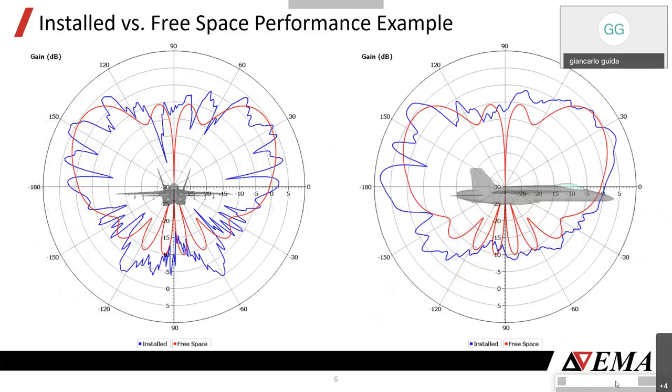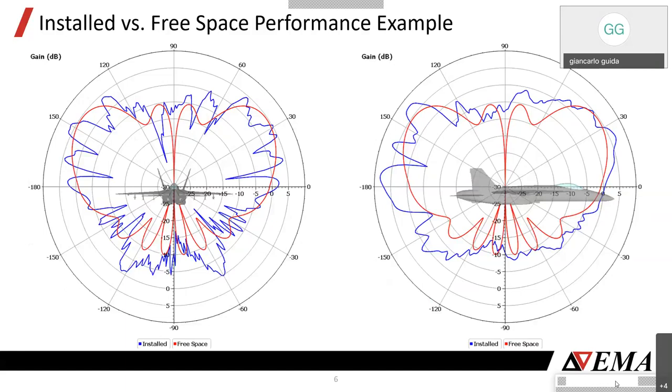And that is what we expect to see when we install something on a platform. So instead of the nice red line, which is the free space performance, we get ringing everywhere, nulls in unexpected angles, reduction of the shape and degradation of the shape of the far field pattern.